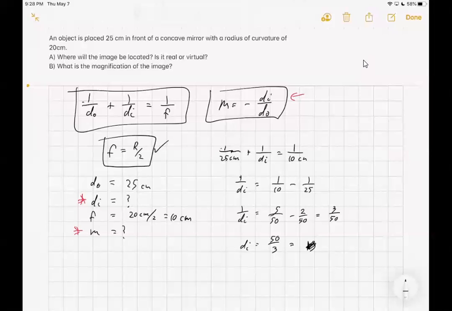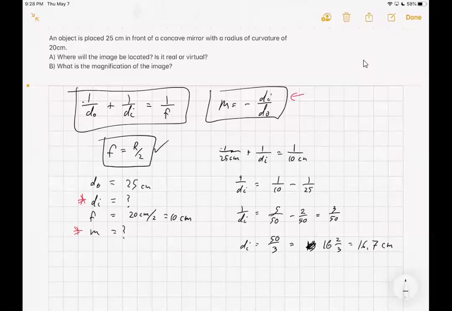So it's not quite 17. It's 16 and 2/3. All right, so there's that, or we could say that's 16.7. So yes, that will work out. So that's approximately 16.7 centimeters. Okay, so that's where the image will show up.